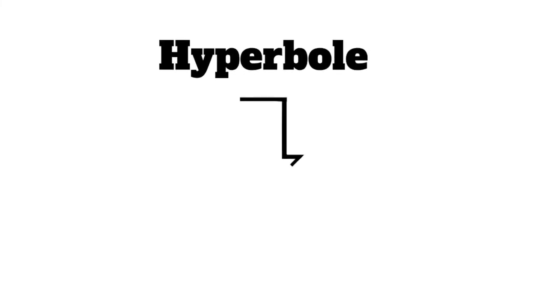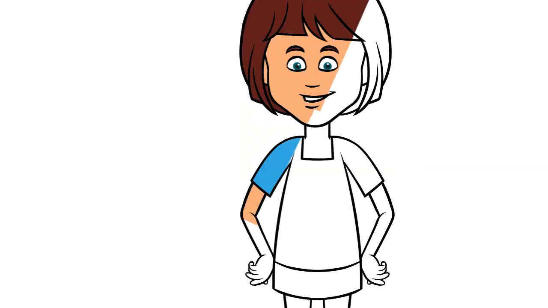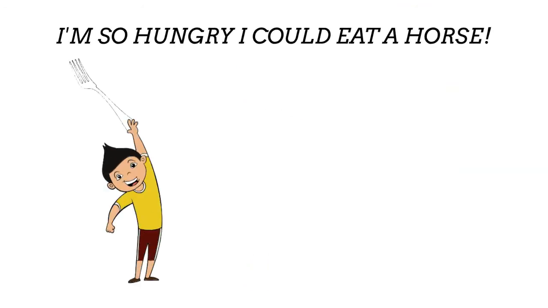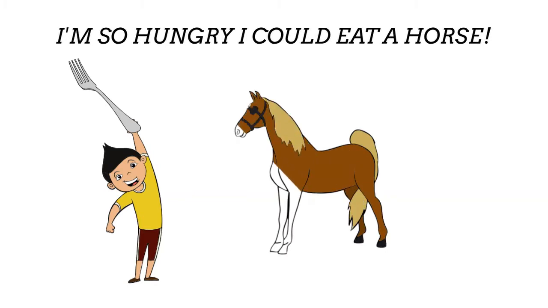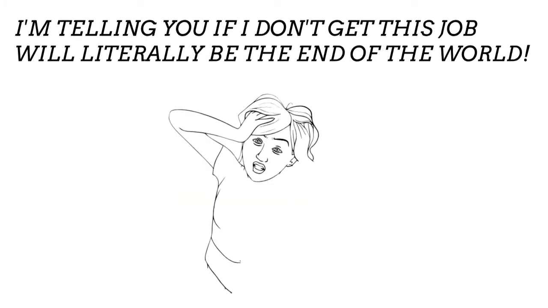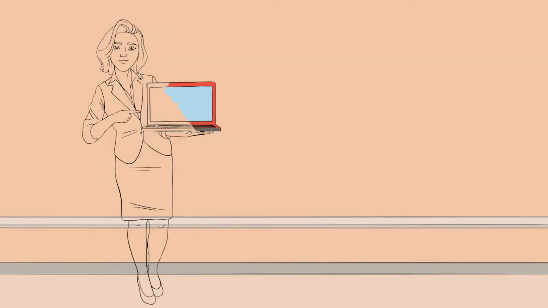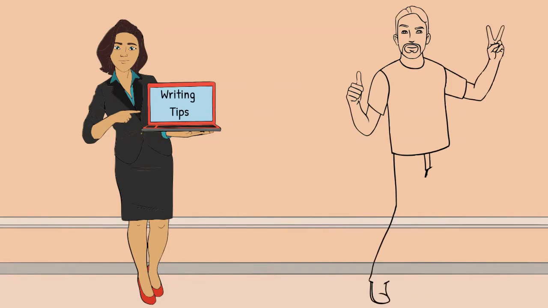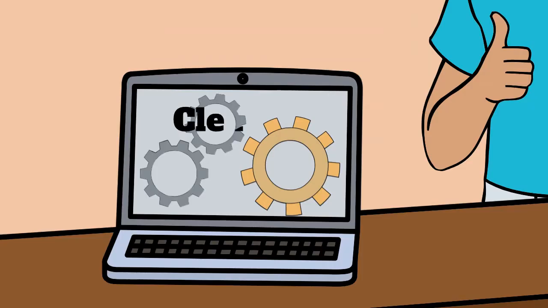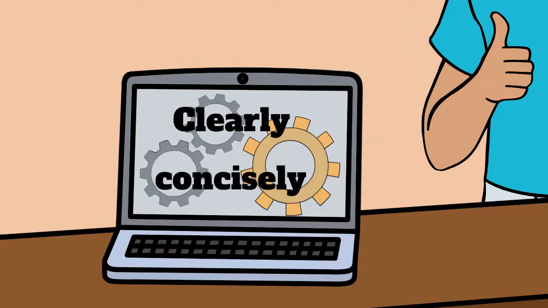The definition of hyperbole is extravagant exaggeration, such as mile-high ice cream cones. Another example: I am so hungry I could eat a horse. And another example: I'm telling you, if I don't get this job, it will literally be the end of the world. Here are some ways you can avoid writing in hyperbolic language. This will help you write clearly and concisely.